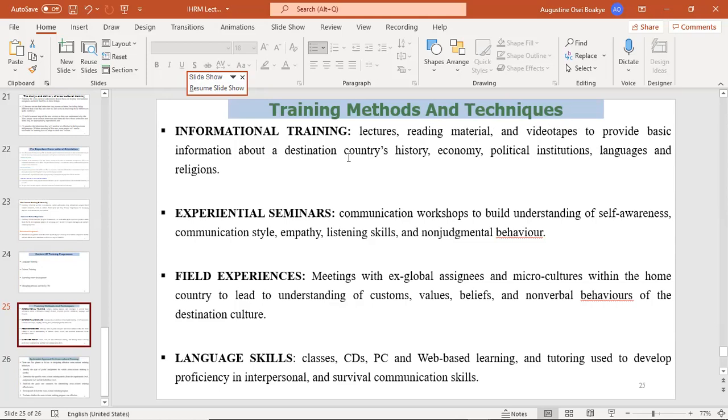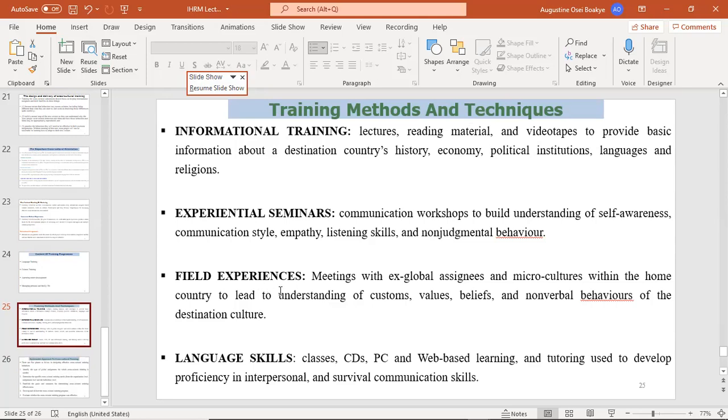And these are seminars or workshops which are organized to build understanding of self-awareness, communication style, empathy, listening skills, and non-judgmental behavior. So basically, these seminars are expected to provide further information and experiences beyond the reading materials or videos or the lectures over here. Okay.